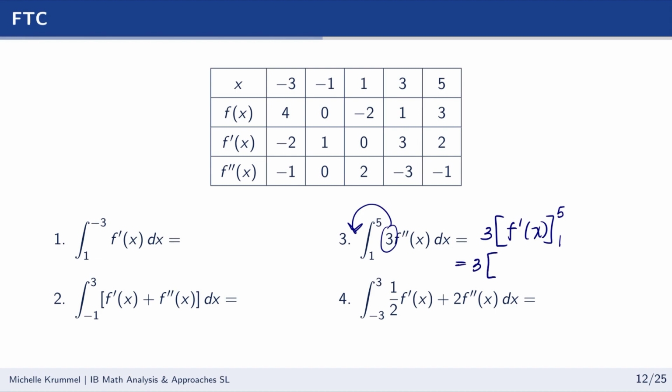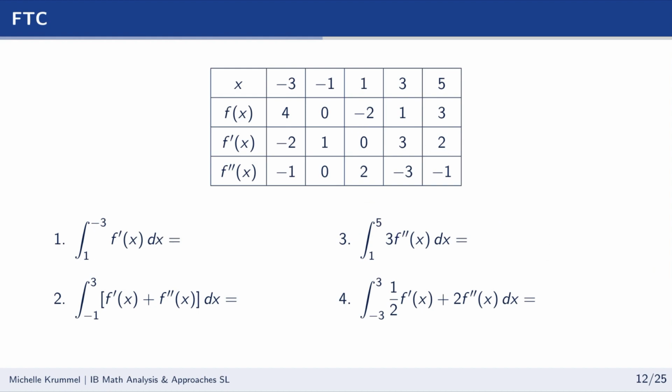So we have 3 times, and then we sub in the upper bound, f prime of 5, minus, sub in the lower bound, f prime of 1. F prime of 5 is 2. F prime of 1 is 0. So we get 6 for the final answer there.